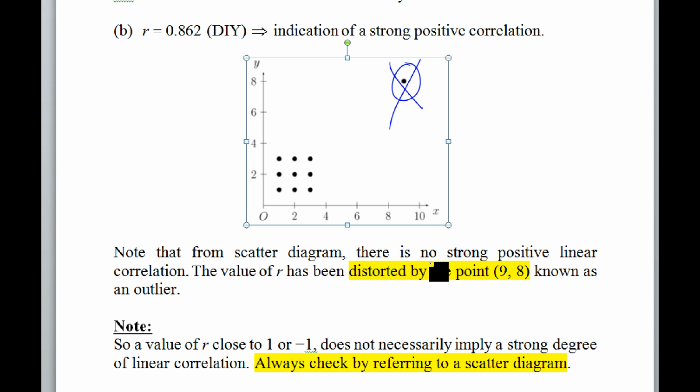Hence, moral of the story. Moral of the story, always check against your scatter diagram. Get it or not, Paul? Okay, Ken?